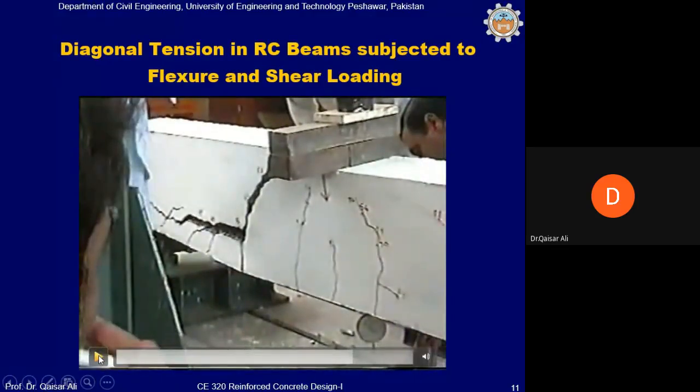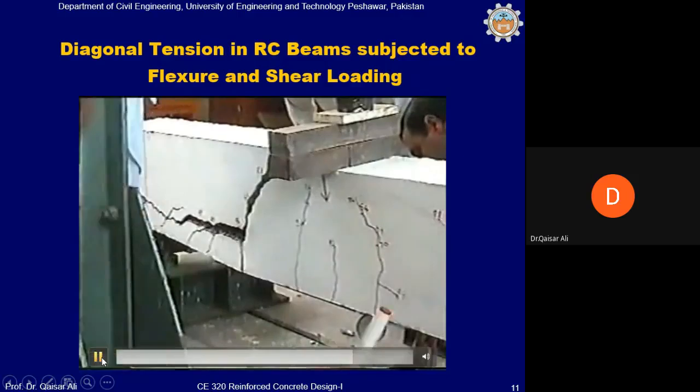You can see the crack due to shear is much larger and dangerous. It split the beam into two pieces, unlike the flexure stresses. If you recall the video that you watched in the beginning when we were discussing flexure stresses, the cracks were minor as compared to these cracks. This crack is very wide and split the beam into two pieces. So this is very dangerous.